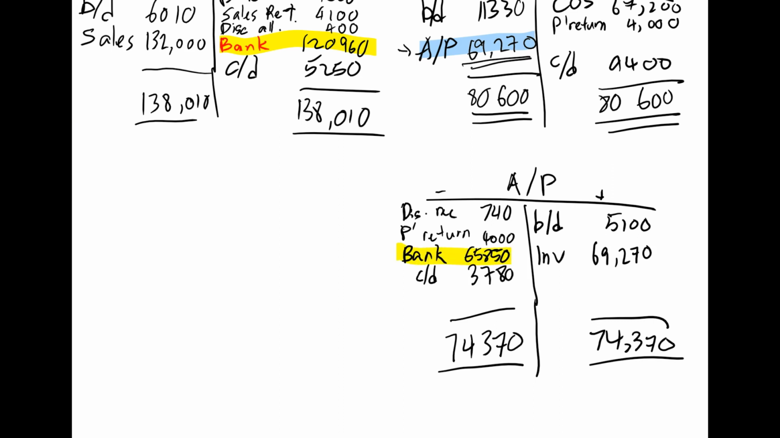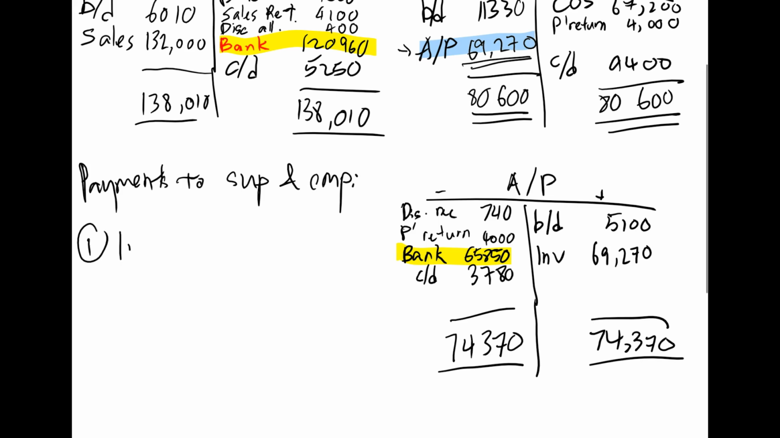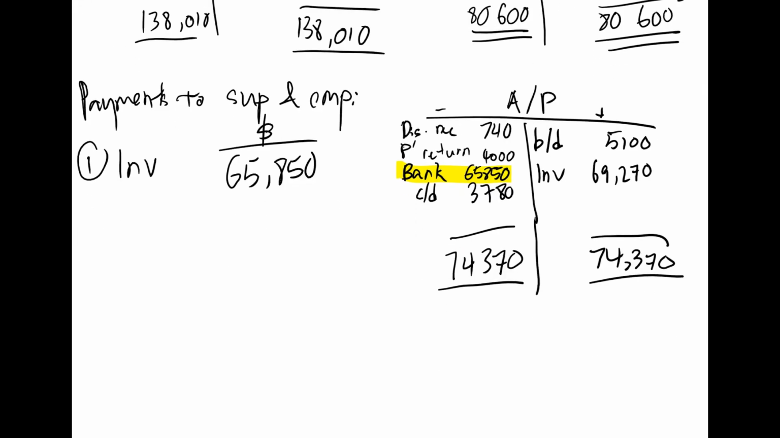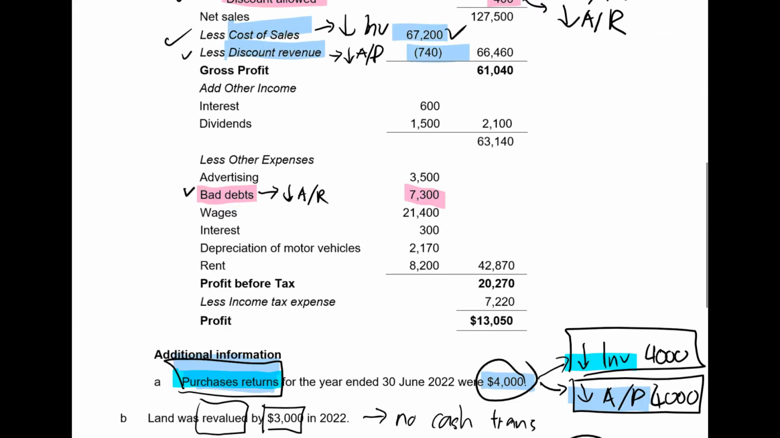Under payments to suppliers and employees, you would have, number one, inventory, and I have paid 65,850 for my inventory. Next, you need to look at your other expenses.